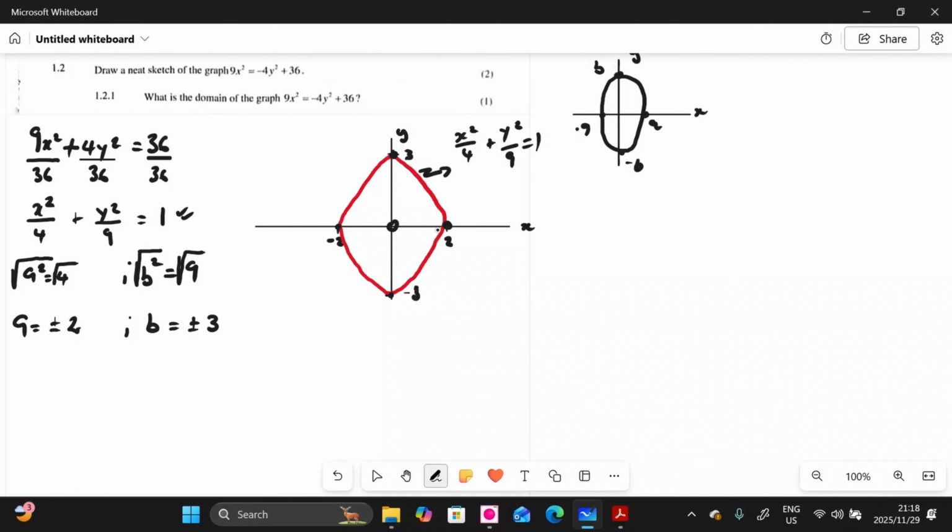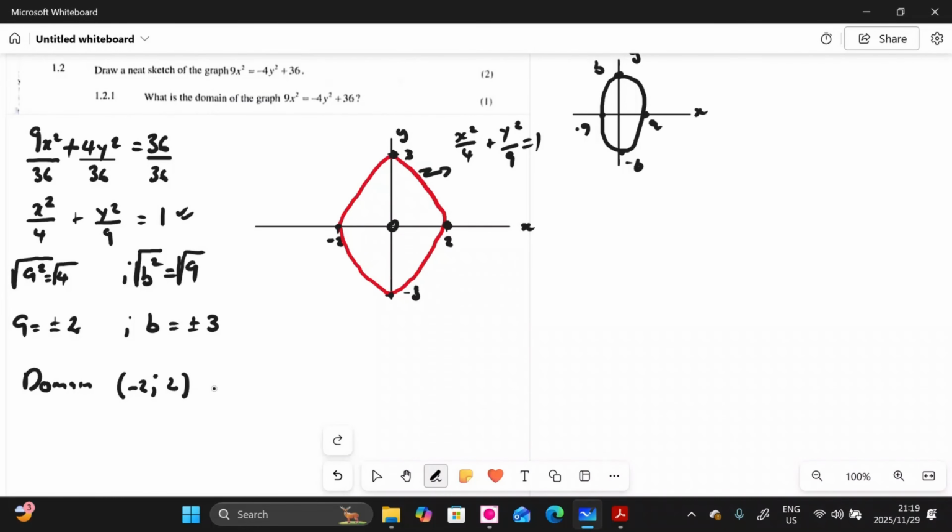What is the domain? When they ask about the domain, they're asking about the x values that are part of this graph. As you can see, our x values on this graph are 2 and negative 2. Basically they're asking, from the x-axis, where does it start and where does it end? So the domain is negative 2 to 2. You can write it like this. This is our domain, from negative 2 to 2.